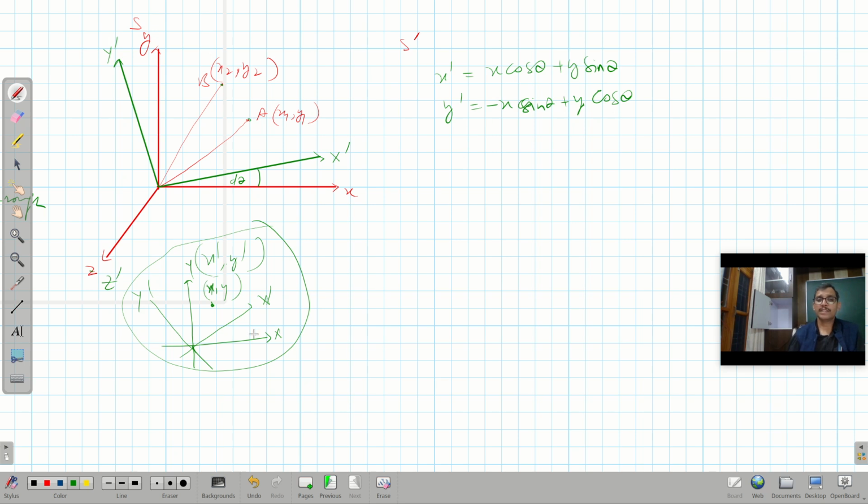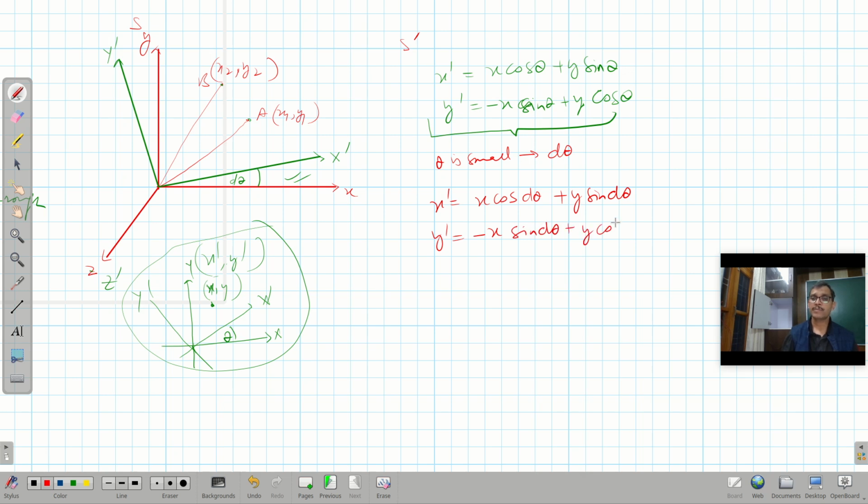Say it is rotated about this, but in the case which we have considered here, theta is infinitesimally small, and it is represented by d theta. So in place of theta we can place d theta. So what will happen, x prime will become x cos of d theta plus y sin of d theta, and y prime is represented by minus x sin d theta plus y cos of d theta.